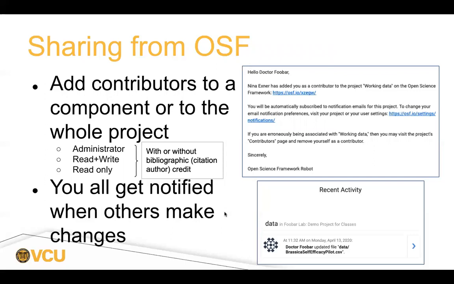When you share in OSF, it sends the people you share with an email. So you can see I've got an example of my invitation to a project that I sent to Dr. Fubar. I added Dr. Fubar as a read-write contributor to my project called Working Data. And Dr. Fubar, you can guess from that name, is a made-up person. Dr. Fubar got this email that lets them go to the project and tells them how to change their settings. And then in my project, it says, oh, hey, Dr. Fubar has made a change. Dr. Fubar has made some edits.